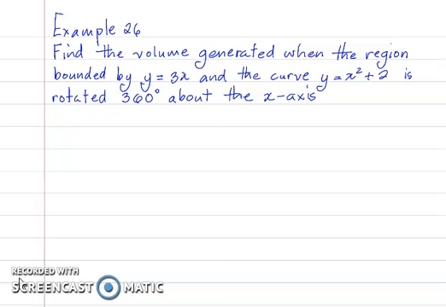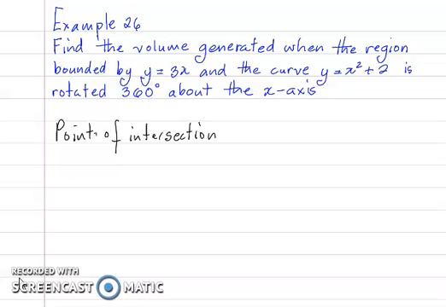All right, so something that's important to the formula is the point of intersection of the two curves. So let's find the points of intersection. More than likely it's actually points of intersection. Now, the point of intersection is common to the two curves, which means that y for the two curves is the same at the point of intersection. So x squared plus 2 is equal to 3x at the point of intersection.